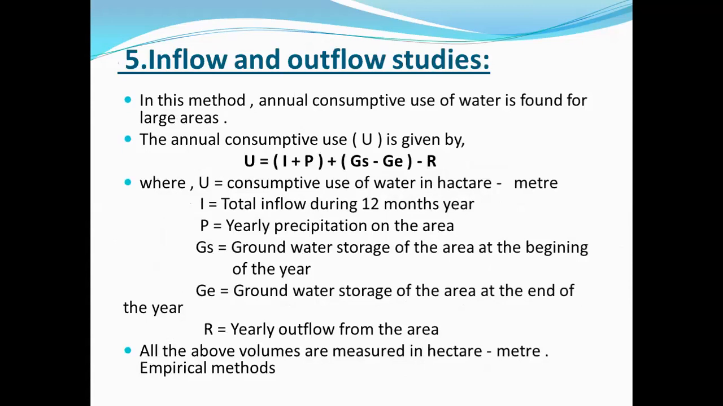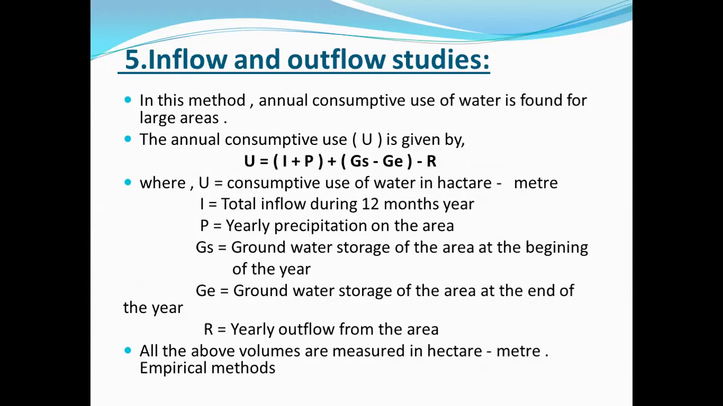Fifth one is inflow and outflow studies. In this method, annual consumptive use of water is found for large areas. The annual consumptive use denoted by capital U is given by the equation U = (I + P + Gs - Ge - R), where U is the consumptive use of water, in units of hectare-meter.